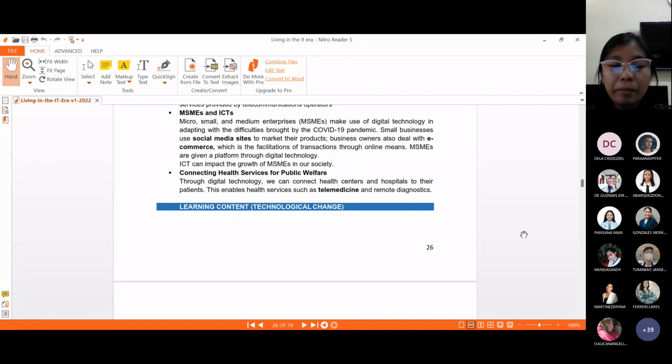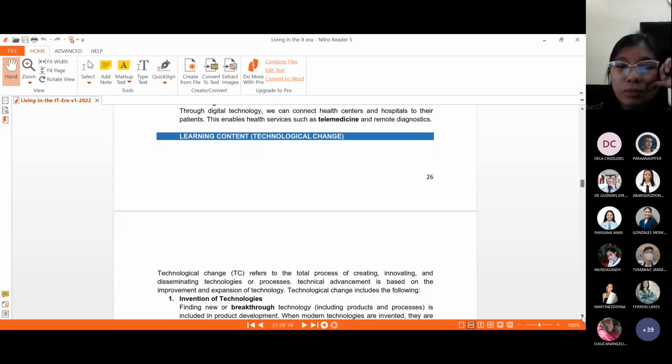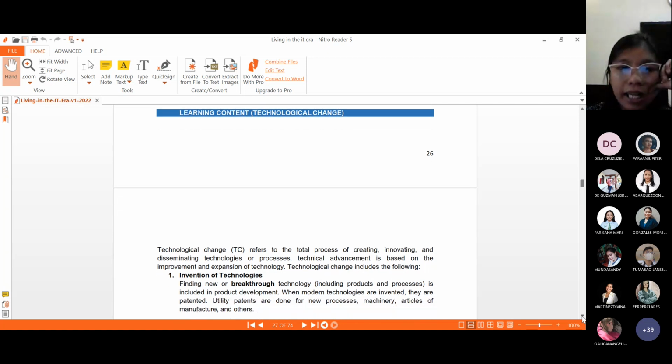Connecting health services for public welfare. Through digital technology, we can connect health centers and hospitals to their patients. This enables health services such as telemedicine and remote diagnostics. Ayan, meron na tayong tinatawag na remote diagnostics. Hindi ka na kailangan pumunta doon sa site, 'di ba? Para sa diagnosis mo. Siyempre, i-communicate na sa'yo yan gamit ang ICT natin.